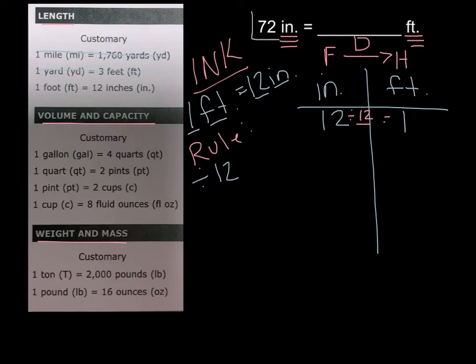I have 72 inches, so I'm going to put 72 here. And I don't know what I'm looking for here, so I'm going to use my rule. 72 divided by 12 equals 6. So 72 inches equals 6 feet. And I have solved the problem.